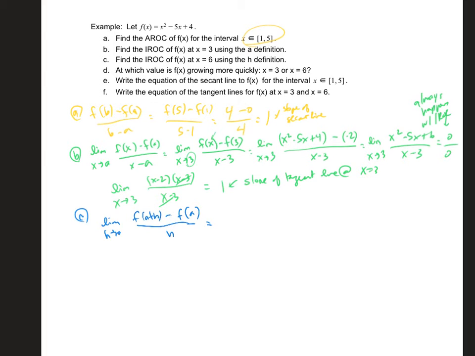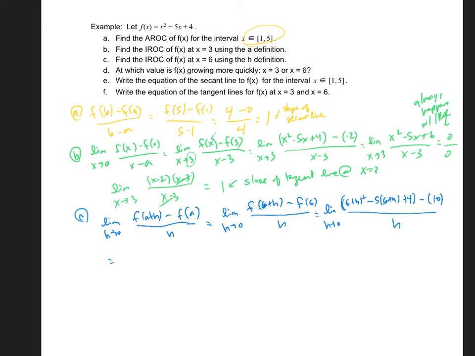So in this case, my a is 6. So this is going to be the limit as h approaches 0 of f of 6 plus h minus f of 6 all over h. And again, f of that thing means we're plugging it in everywhere we see an x. So f of 6 plus h would be 6 plus h squared minus 5 times 6 plus h plus 4, minus f of 6, which is what we get when we plug 6 in. So that'd be 36 minus 30 plus 4, which is 10, all over h.